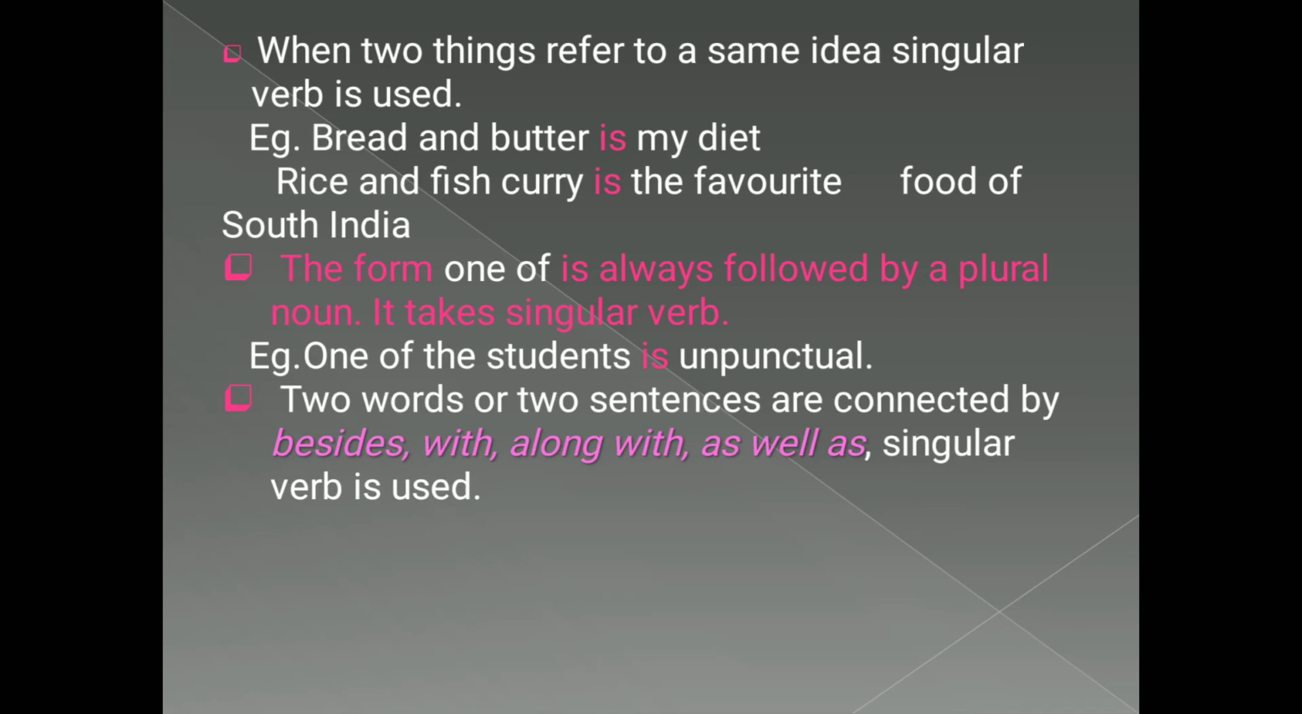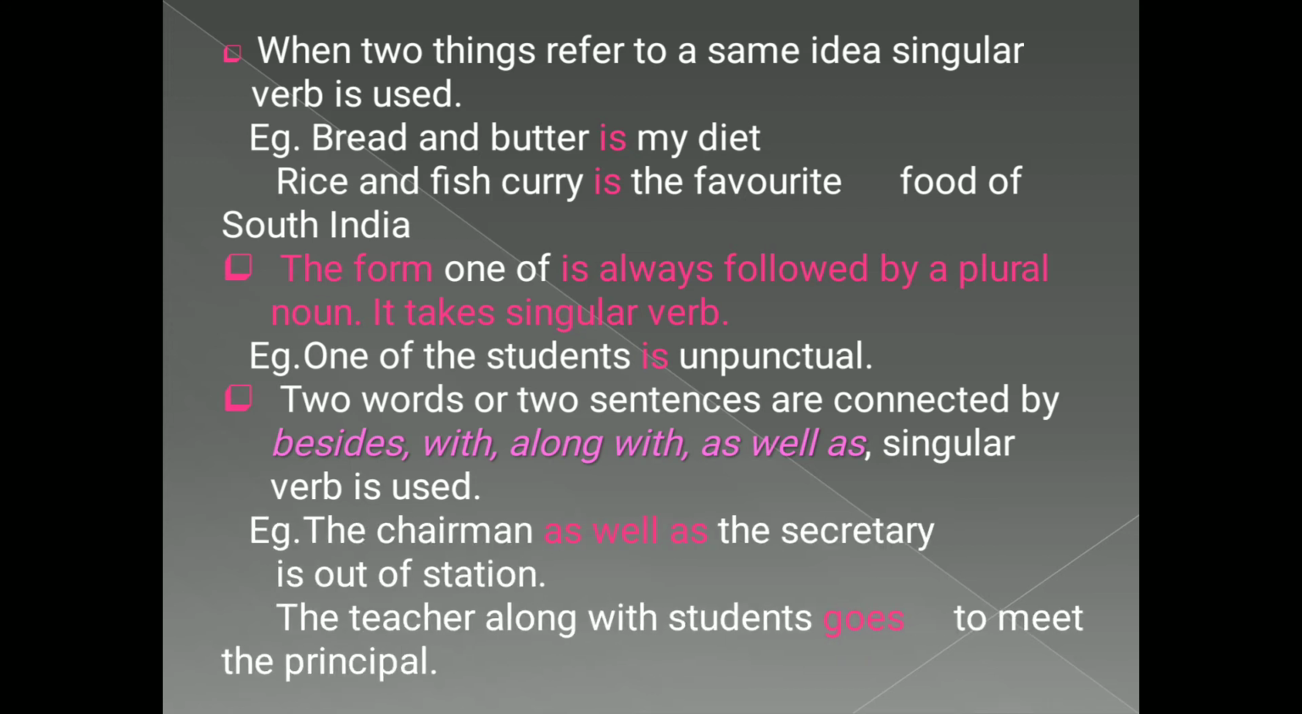The next one: when two words or two sentences are connected by besides, with, along with, as well as, a singular verb is used. See the example, the chairman as well as the secretary is out of station. The teacher along with students goes to meet the principal. So with words like as well as, with, along with, you have to use a singular verb.